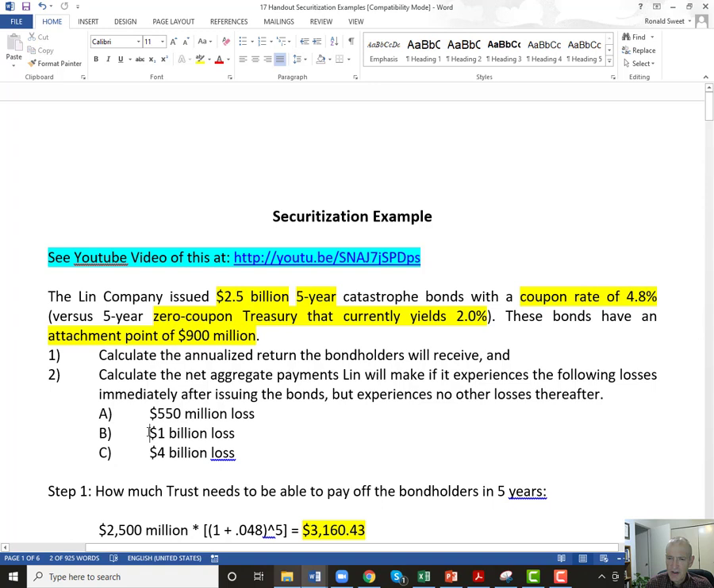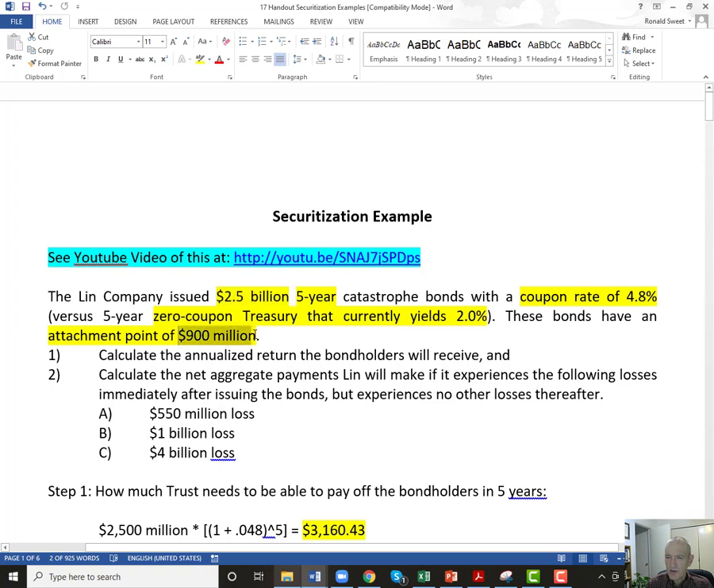What if it's $1 billion? Well, if it's $1 billion, it's slightly above the attachment point. So this cat bond is going to cover $100 million of that loss. And then Lynn will have to cover the other 900. What if the loss was $4 billion? Well, if it's $4 billion, that's well above the $900 million. So the bondholders are probably going to lose their entire $2.5 billion. All of that is going to go to Lynn.